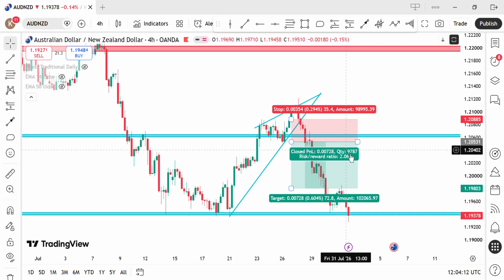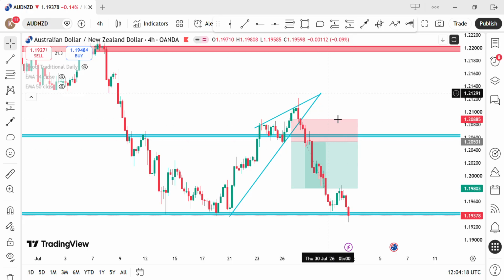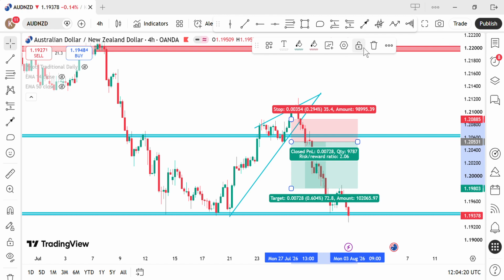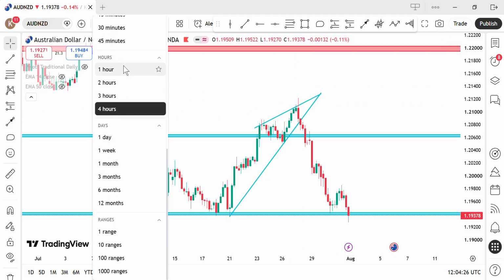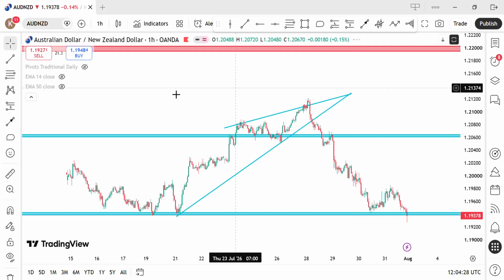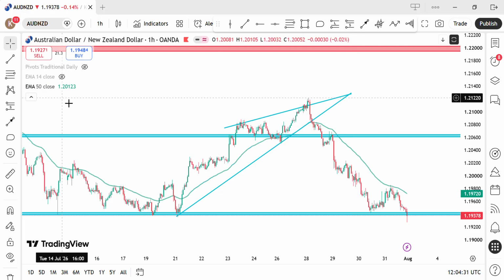So this is what we did next. We drop to the 1 hour time frame for EMA crossover. So in the 1 hour time frame, what we had was that we used 50 EMA and then the 14 EMA.